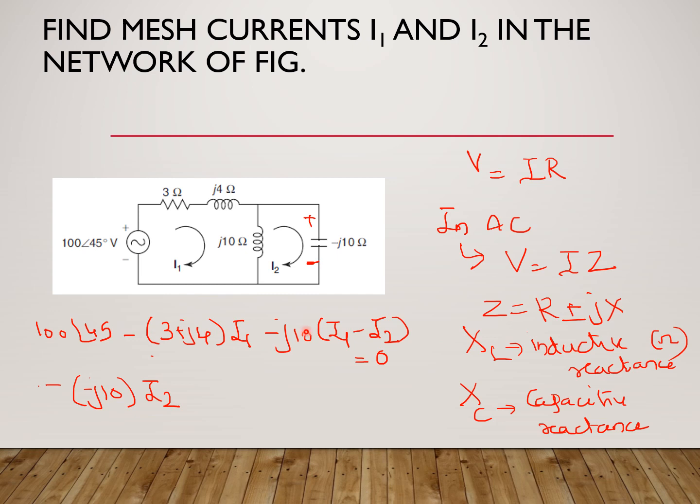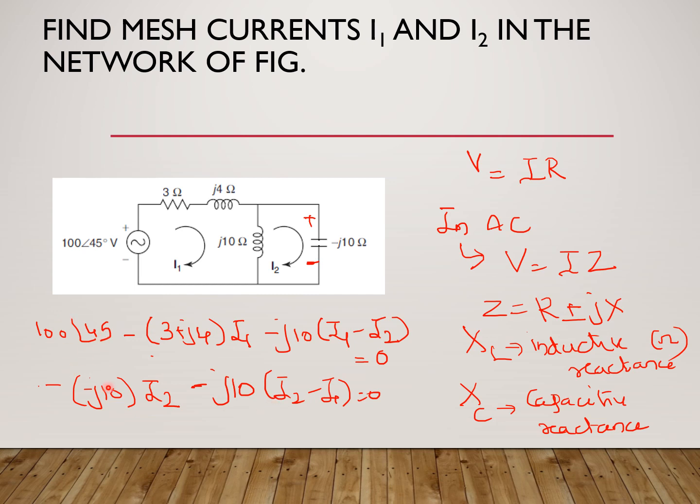Positive to negative is a negative drop in polarity, which is denoted by the negative. The value of the reactance is minus J10, right? So this reactance into the current, which is I2. So this is what we have written over here, and minus J10 into minus I2 minus I1 is equal to 0. So this minus J10 is for this component, that is the capacitive component which we have, right? So mesh analysis is written in the normal way.